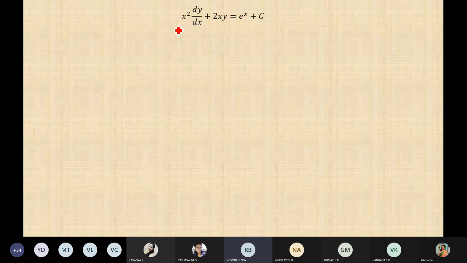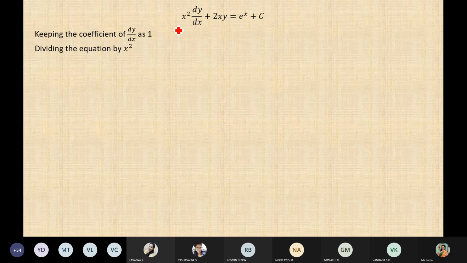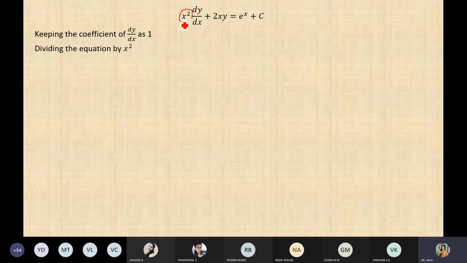dy by dx plus 2 by x y is equal to e to the power x by x square, e to the power x plus c divided by x square. So keeping the coefficient of dy by dx as 1, we will divide the entire equation by this. Whatever is there in front of dy by dx, we will divide by that.